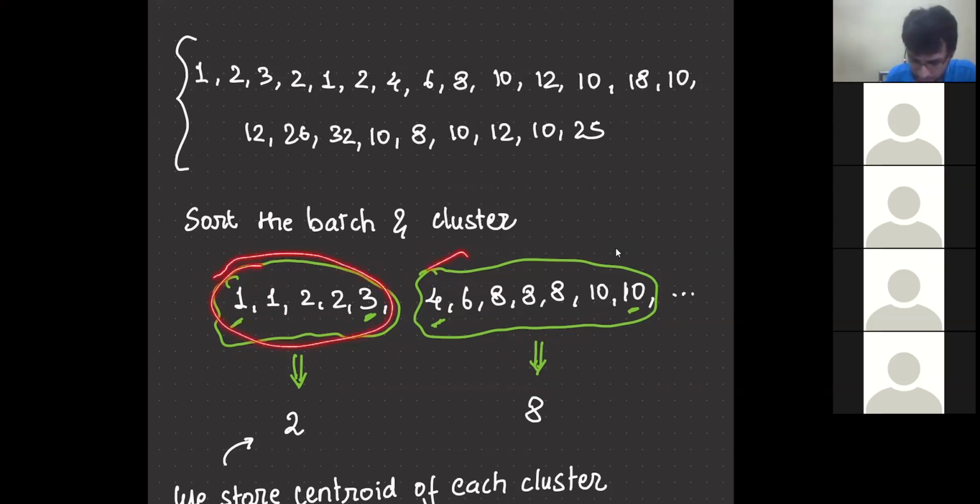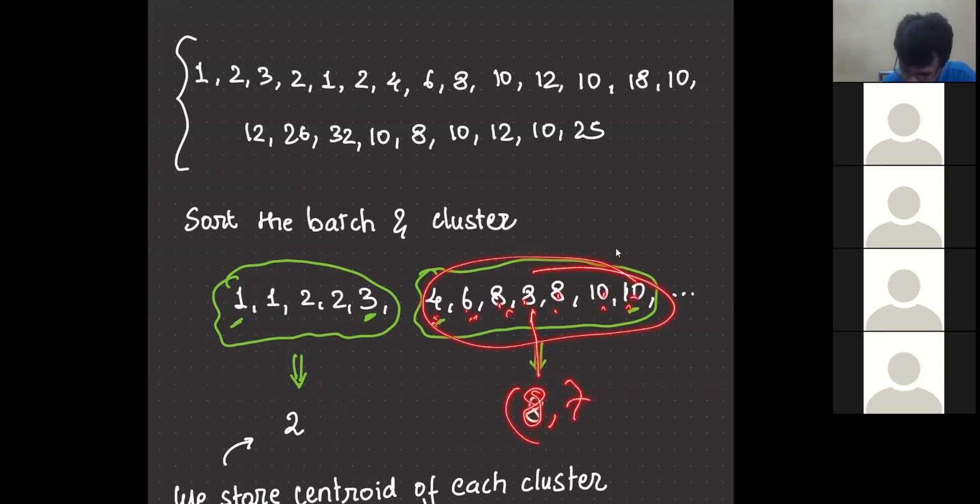Which means that instead of having that fixed difference, we say that for smaller values let's have a difference of 2, and for bigger values let's have a difference of 6. So my first cluster came out to be 1, 1, 2, 2, 3, max difference of 2, so the representation is 2, 5. And now I have a difference of 6. So 4, 4, 6, 8, 8, 8, 10, 10 became my second cluster. Now its representation is 8, and there are 1, 2, 3, 4, 5, 6, 7, so 8, 7 is my representation of this cluster.